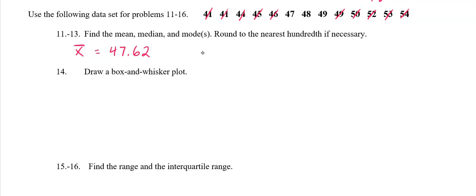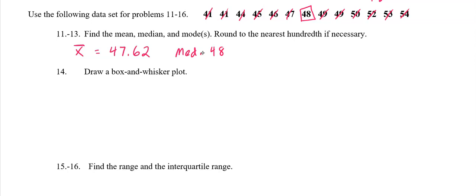And median means the middle term. And when there's an odd number of terms, like we have here, there's 13, we can actually see the median. We don't have to calculate it. So the median is the number 48.